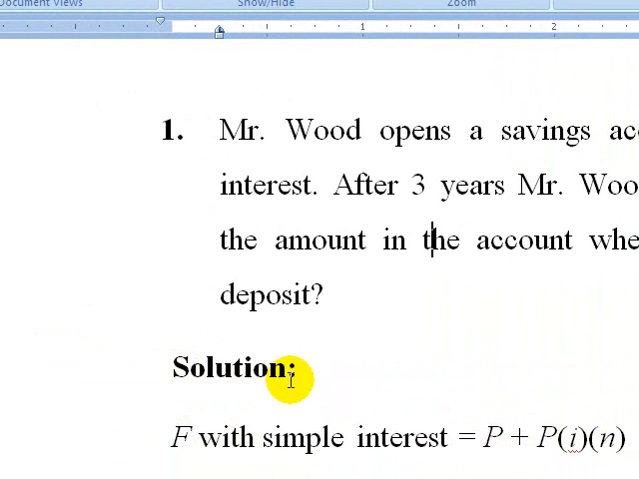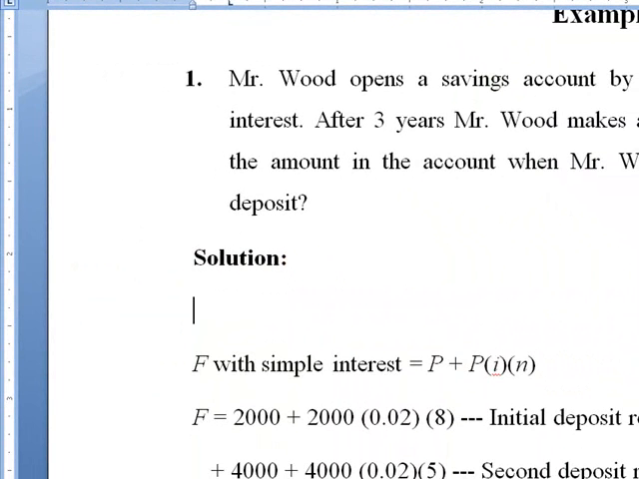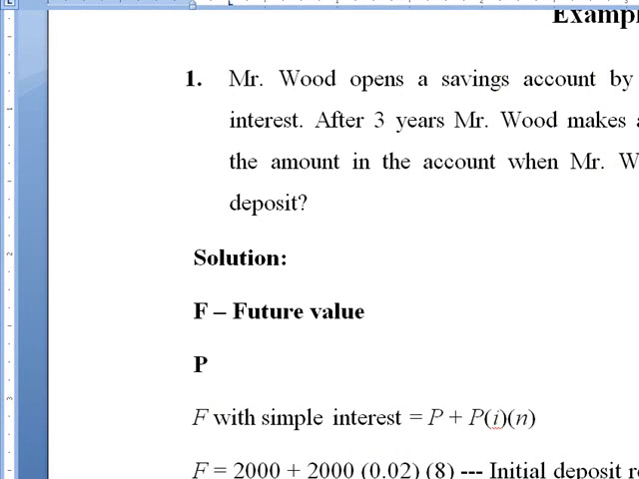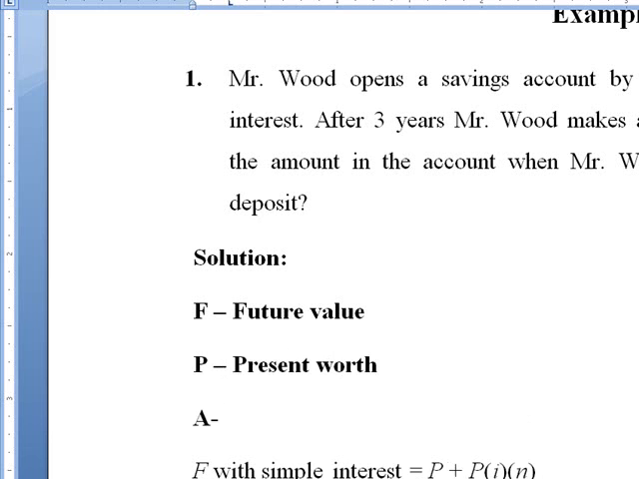One more thing I want to say is, from now onwards you will see these letters. F indicates future value. P means present worth, and A means equivalent annual payment, or maybe equivalent annual cash flows.